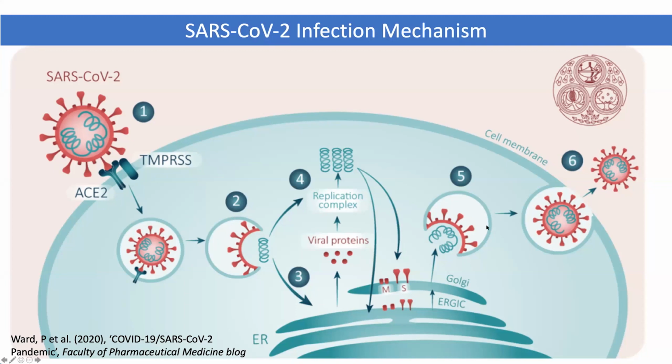Then the virus replicates and it buds out. And we're going to talk about a couple of features. One is this, and how glycosylation affects that. And one is this bit here, Golgi ER, and how glycosylation is important there.